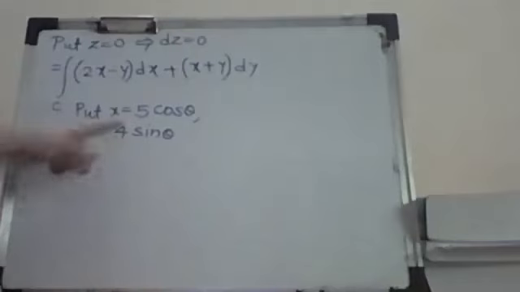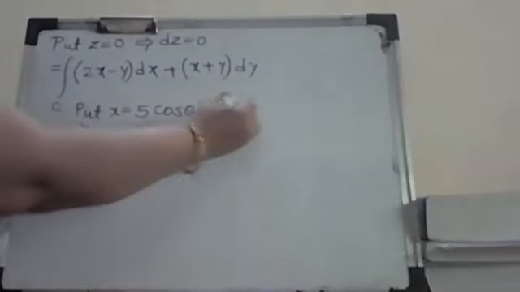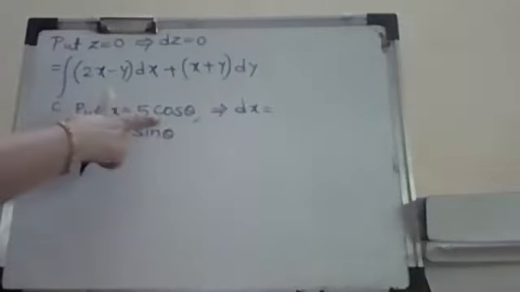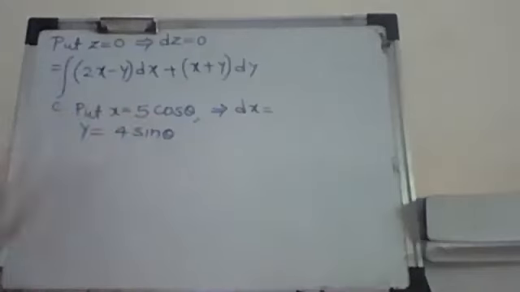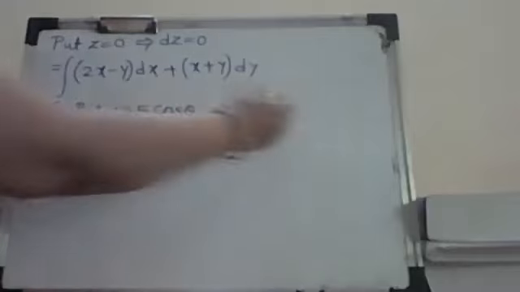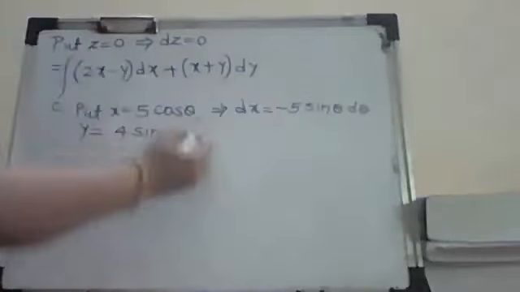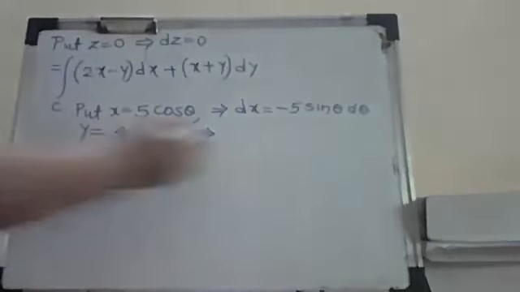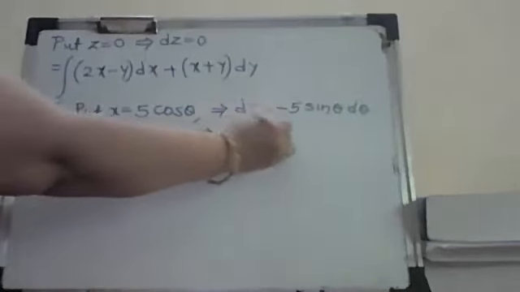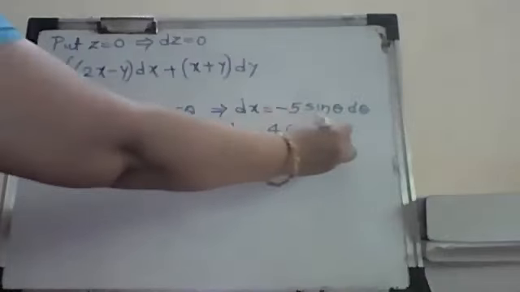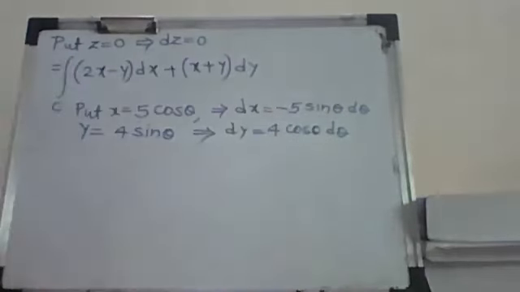So what is my dx? Therefore this implies dx is equal to what? The derivative of cos is minus sin, so we get minus sin theta d theta. So this will be minus 5 times sin theta d theta. And what is the value of dy from this? dy will give you 4 cos theta d theta.